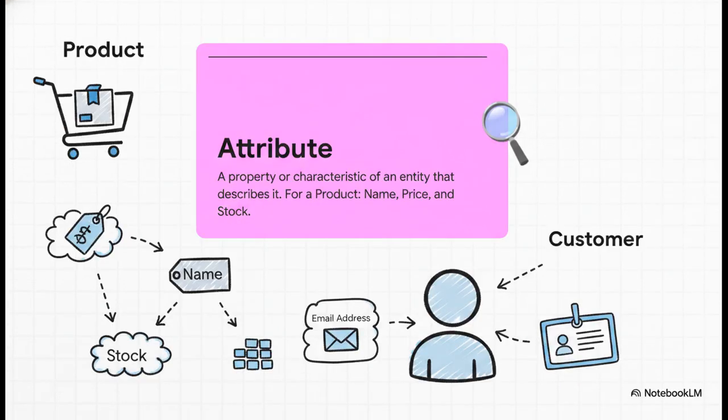Okay, so once we know what we're tracking, we have to ask, what do we need to know about them? These little details are called attributes. So for a product, we'd want to know its name, its price, and maybe how many we have in stock. For a customer, we'd need their name, email, you get the idea. These are the actual fields where we'll store the information.